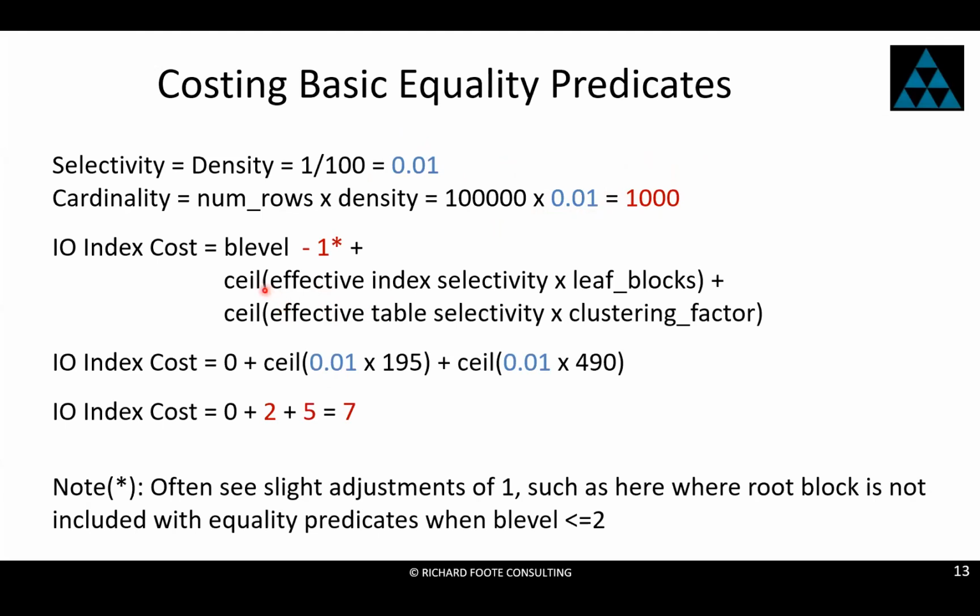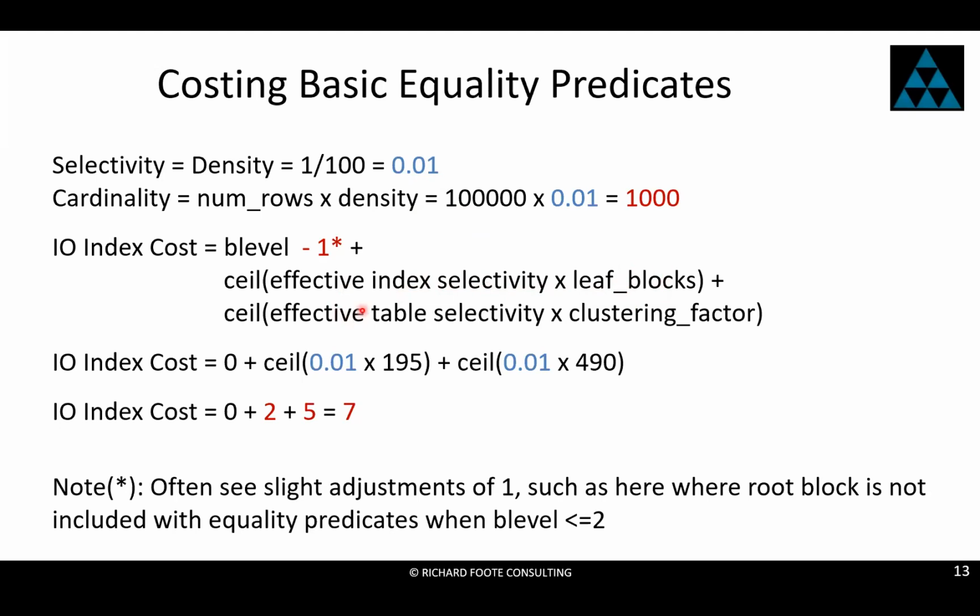So the cost of using an index is we need to read the B level. We're going to go down to our leaf page, so the number of B levels we've got to get to. Then we've got to read X percentage of the index. In this case, it's 1% because I want 1% of the data. So I need to read 1% of my index, so it's 1% of the number of leaf blocks.